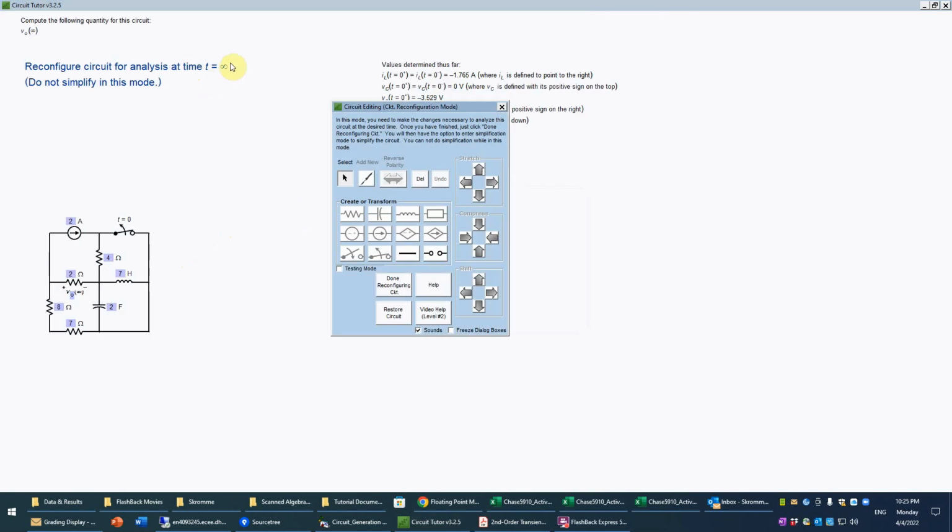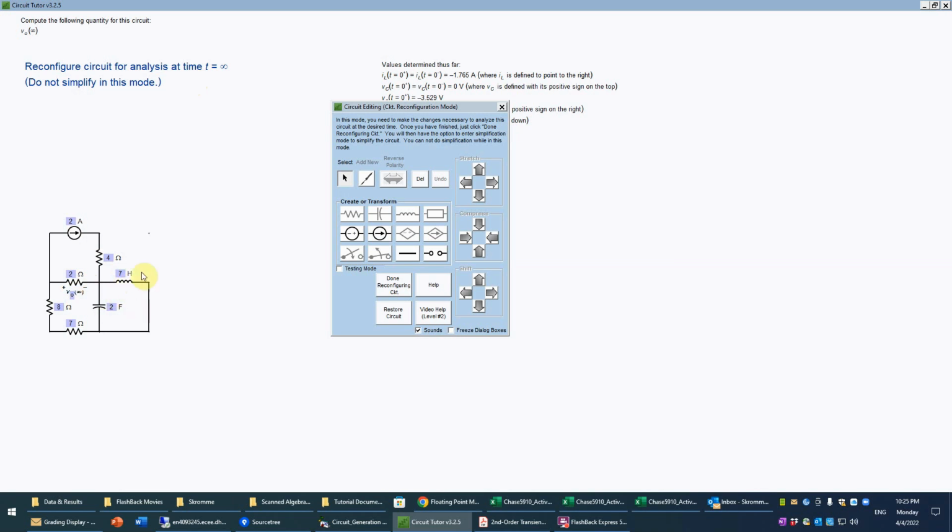And now, because I'm at t equals infinity, the switch clearly, again, it's greater than t equals 0, so that switch is going to be open. And so I delete the switch, as I did before. Now, this is my sought variable, so I'll leave that alone. And of course, I don't kill sources here because I need to know what the voltage is, and that's going to be caused by the source.